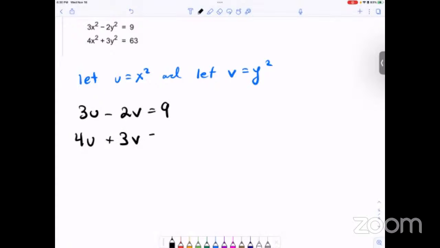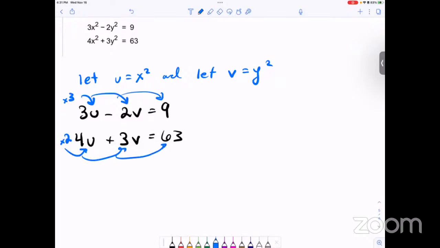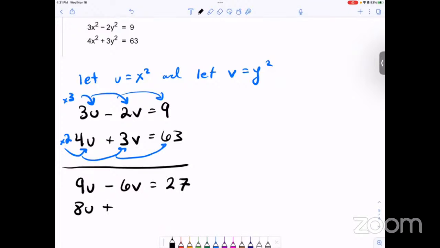So now we want to choose a variable to cancel. I feel like canceling out the v might be a little bit easier. So if I'm going to cancel v, I want to multiply equation 1 by 3, each term by 3, and equation 2, each term times 2. So then when we do this, 3 times 3 is 9u minus 6v equals 27. 8u plus 6v equals 126.